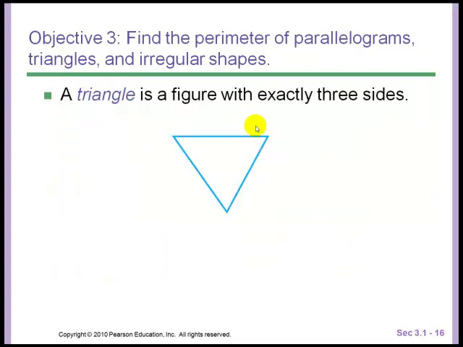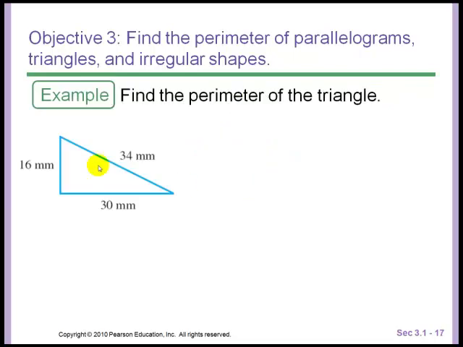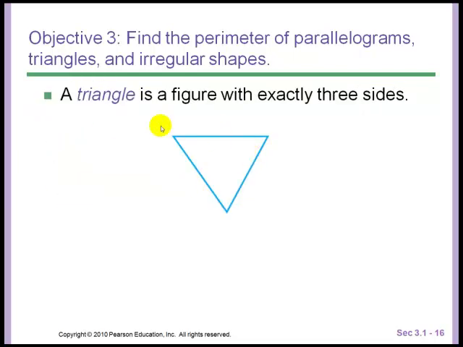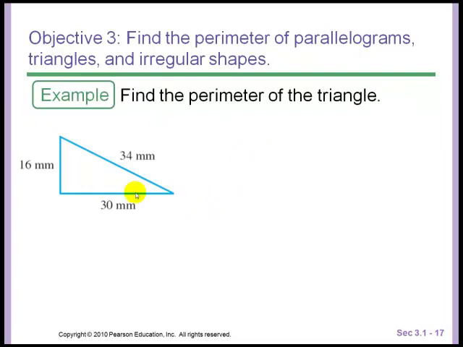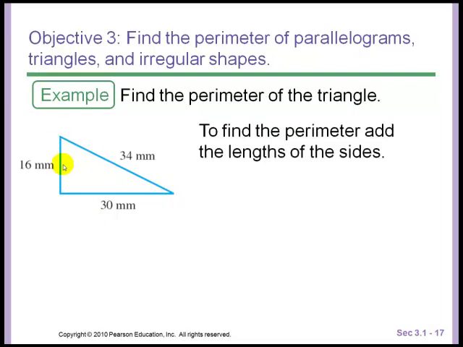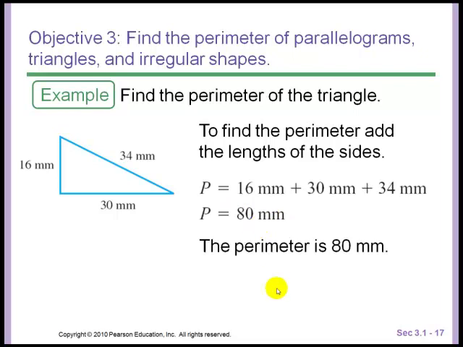A triangle is a figure with exactly 3 sides. This is one example of a triangle. This is another example of a triangle. Nothing else is specified about the triangle, other than it has 3 sides. To find the perimeter of the triangle, once again just use the definition of perimeter, that it is the outside edges, so we will just add up the 3 sides. 16 plus 30 plus 34. The perimeter is 80 millimeters.